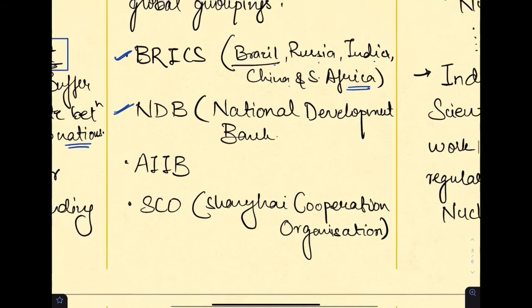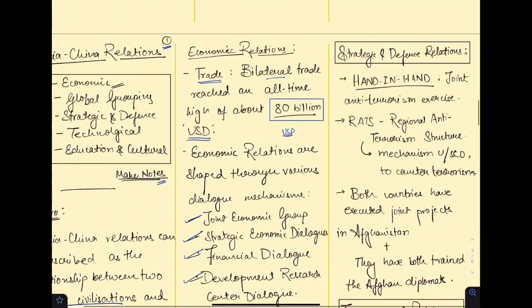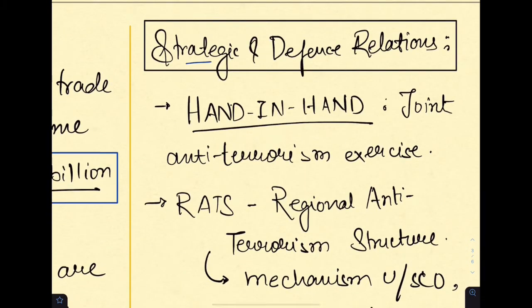Okay, so these four are your major groupings that India and China are part of. Now comes the strategic and defense relations. Both the countries had a similar problem of terrorism. China was also affected in the Kashgar region, and India in the Jammu Kashmir region. Both of the countries are affected by this terrorism. So they have this military exercise that is known as Hand in Hand.